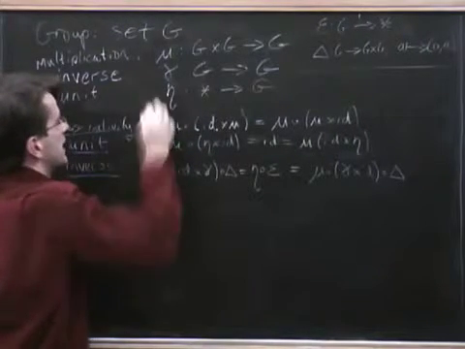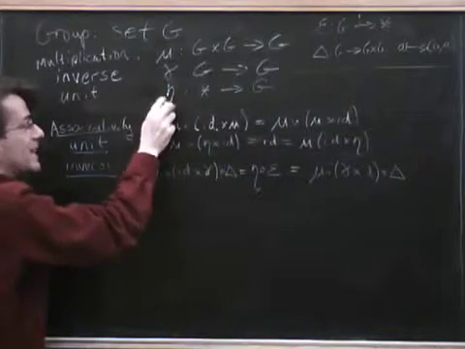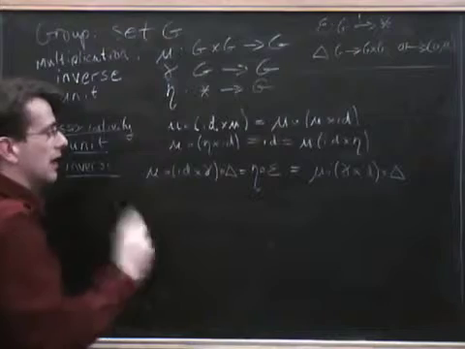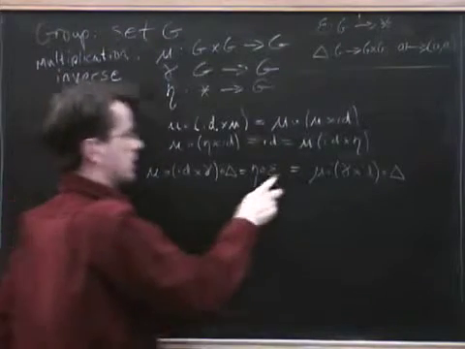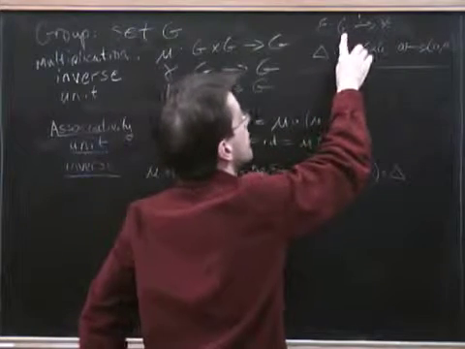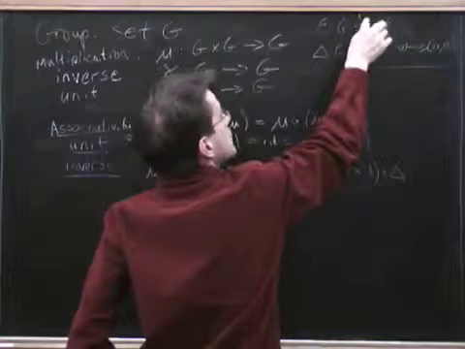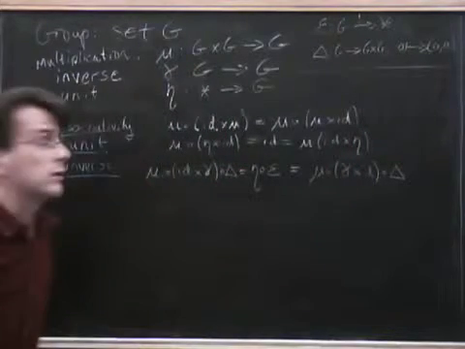Last time I called that E, and it should be called eta. And I called something eta which should really have been called epsilon. So epsilon is supposed to be this terminal map from any set to the one object set, the unique such thing, called epsilon.